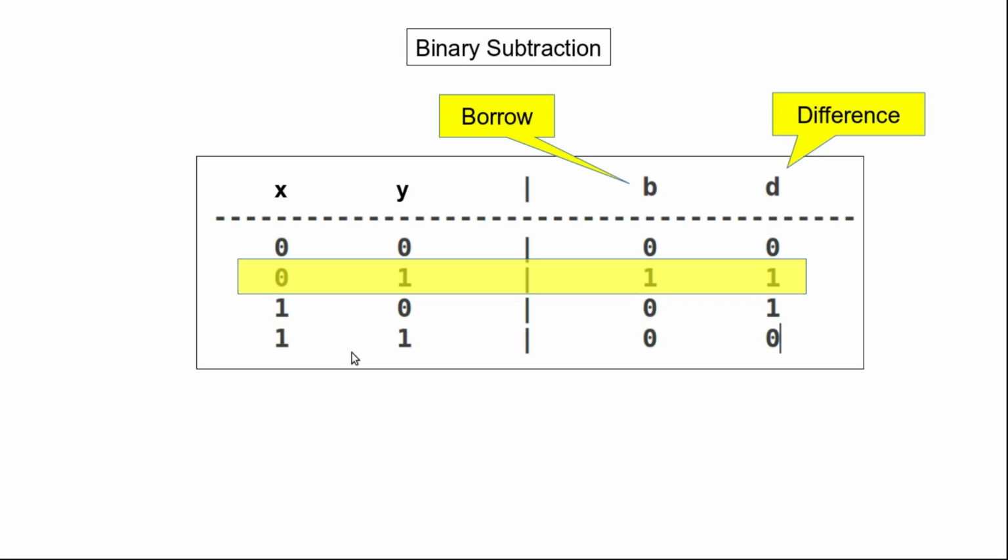For the last row, the value of x is 1, the value of y is 1, so we are trying to compute 1 minus 1, and 1 minus 1 will result in a difference of 0, and again we don't need to borrow, so the b output will also be 0. But in case of the second row, which I have marked here, we are trying to do the subtraction 0 minus 1. So we are subtracting a larger number from a smaller number.